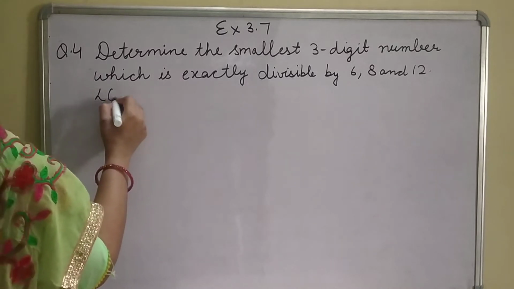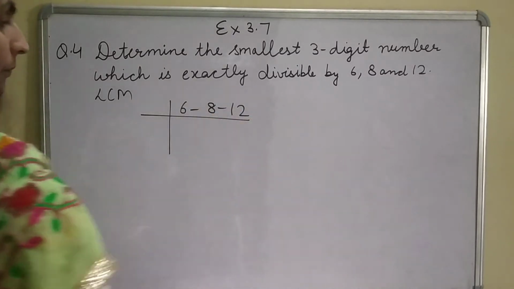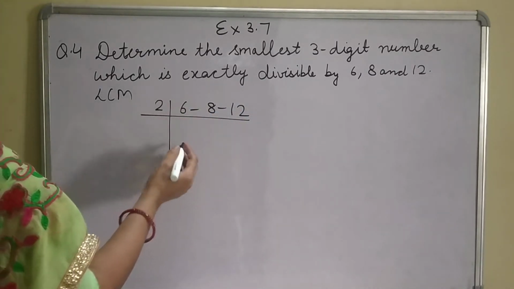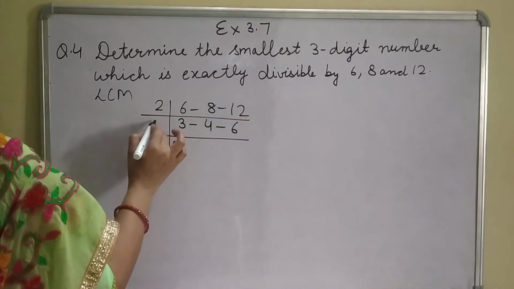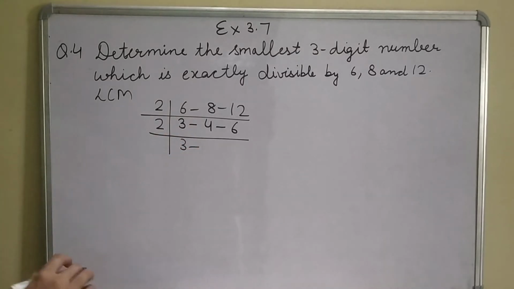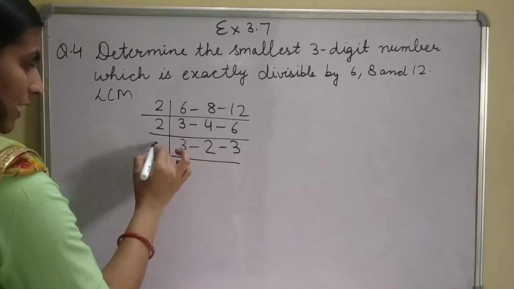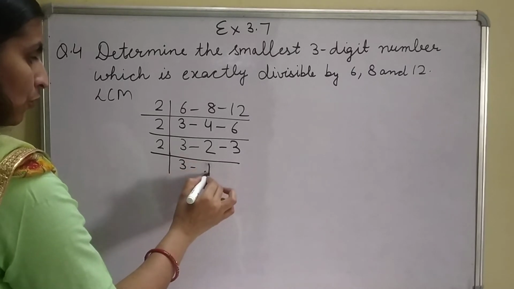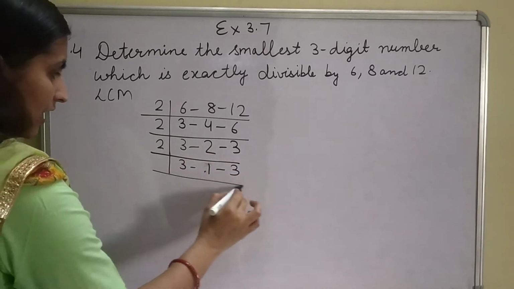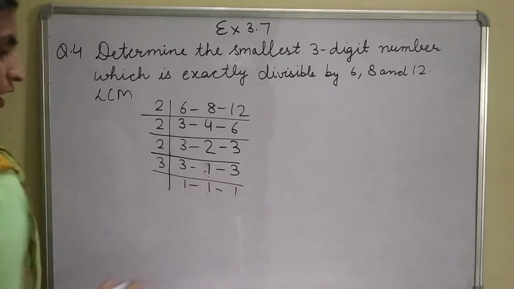So let's find out the LCM of 6, 8 and 12. First of all, let's take 2. 2 3s are 6, 2 4s are 8, 2 6s are 12. Again by 2, 3 is not divisible, so as it is, then 2 2s are 4, 2 3s are 6. Now again by 2 we can do. 3 is not there, so as it is. 2 1s are 2, 3 as it is. Now by 3. 3 1s are 3, 1 as it is, 3 1s are 3.